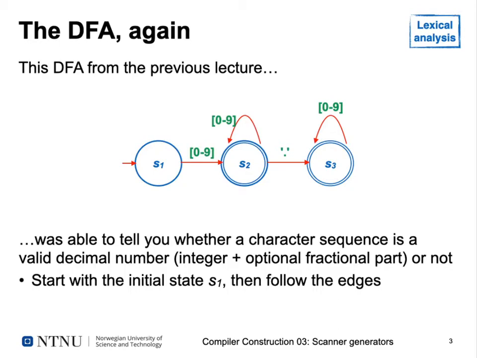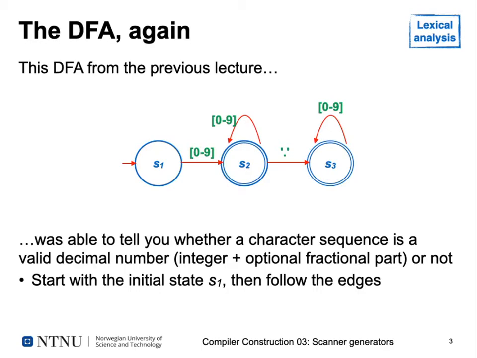So here we can have decimal numbers consisting of at least one digit in front of the decimal point, and then optionally more digits in front of a decimal point, or no decimal point at all, or a number of digits before a decimal point, and 0 or more digits after the decimal point. So this DFA was able to tell you whether a character sequence that we input is a valid decimal number, so integer and optional fractional part, or not.